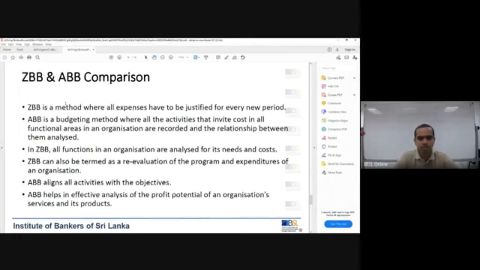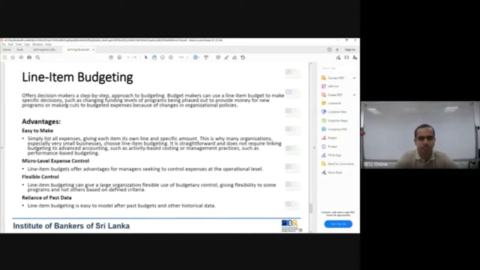In zero-based budgets, all functions in organizations are analyzed for their needs and costs. Zero-based can also be termed as the re-evaluation of programs and expenditure of an organization. Activity-based aligns all activities with objectives and helps effective analysis of the profit potential of an organization's services and its products.